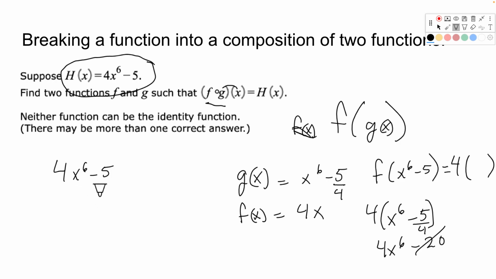Another thing we could do, and this might be simpler, is let's give this a try. What if I had G of X be equal to X to the sixth, which is okay, that's not the identity function. What would F of X need to be? Well, it needs to be a function that when I plug X to the sixth into it, I end up with 4X to the 6 minus 5. So the other way I could do this is F of X equals 4X minus 5.